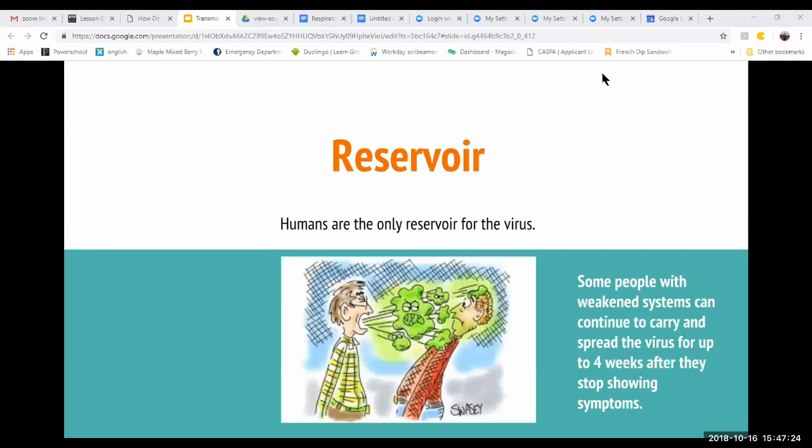As far as reservoir, the only reservoir for the virus is actually humans. And interestingly, some children and individuals with weakened immune systems will continue to act as carriers of the virus for up to 4 weeks after they stop showing symptoms.